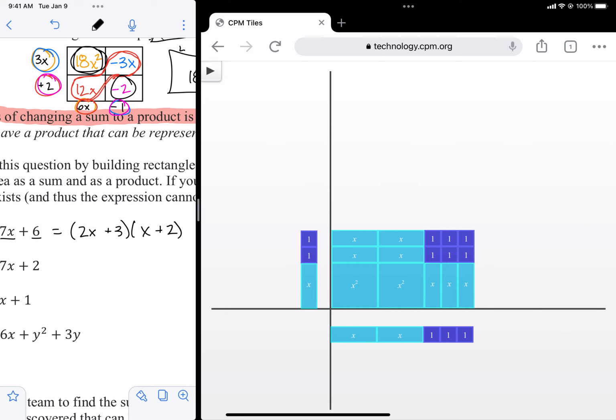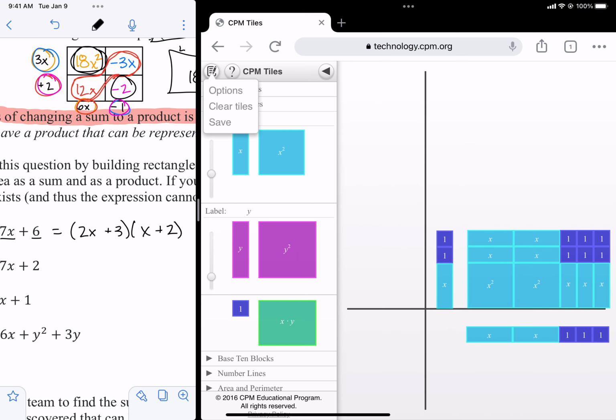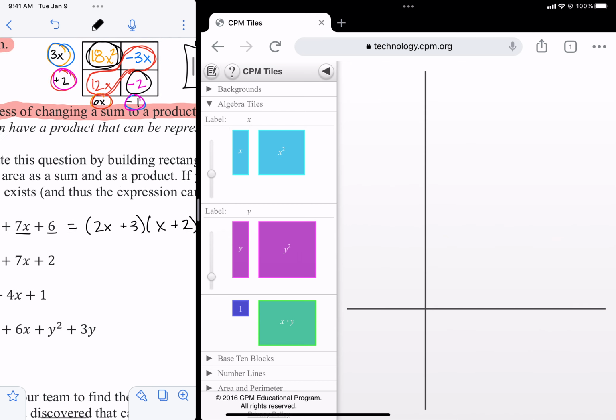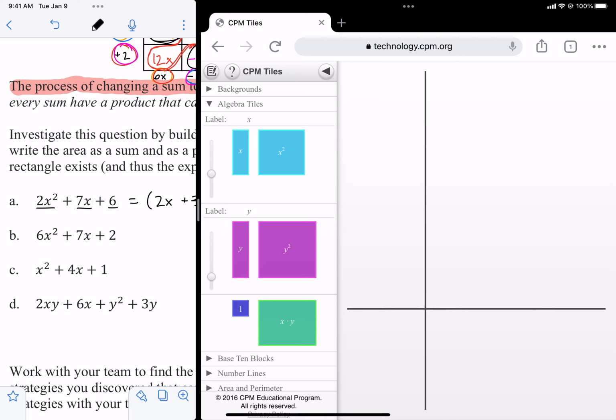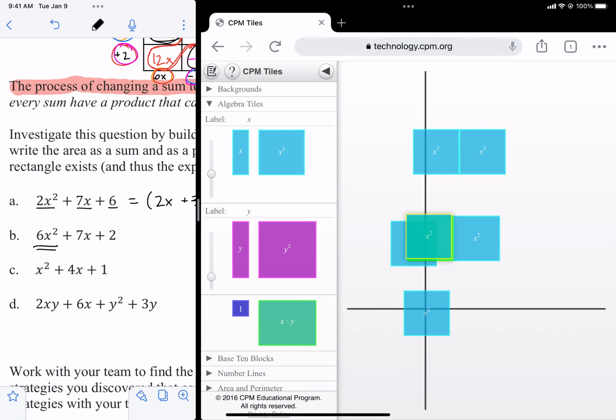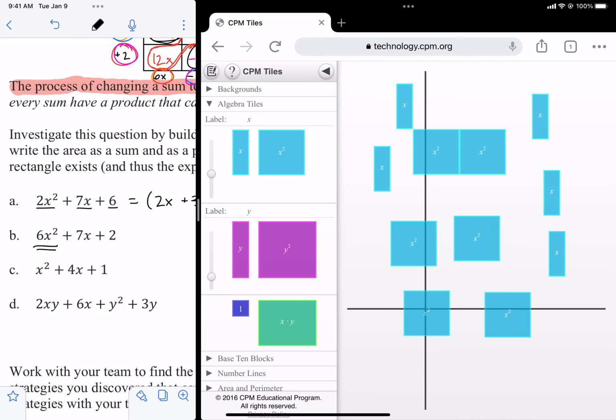Let's try to do another problem. So I believe I can clear my tiles, and let's try to do problem number 2. For problem number 2, I'm going to need 6 x squared tiles, so I'm going to throw them all out right now. Again, it doesn't matter where we put them. I'm going to need 7 x tiles, 1, 2, 3, 4, 5, 6, and 7. And then I'm going to need 2 unit tiles.